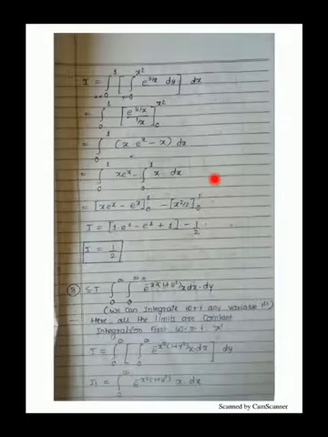So integration of x into e raised to x dx is u times integration of v. That means x as it is, integration of e raised to x is e raised to x, minus the integral of the derivative of u times the integral of v. The derivative of x becomes 1 and the integral of e raised to x becomes e raised to x. And integration of x is x square by 2. Now substitute the upper limit and lower limit. Upper limit is 1 and lower limit is 0.